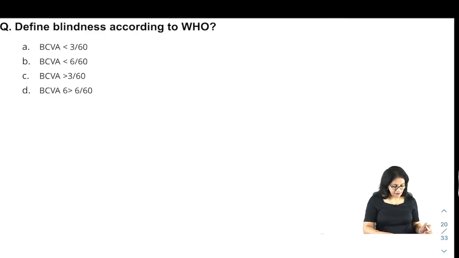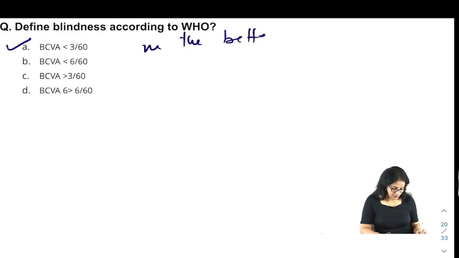Next question is define blindness according to WHO. So according to WHO, we all know it is best corrected visual acuity of less than 3/60 in the better eye, we will always say. When you say best corrected visual acuity, it means after the specs correction in the better eye, right? Of less than 3/60, or also learn with me visual field of less than 10 degrees.